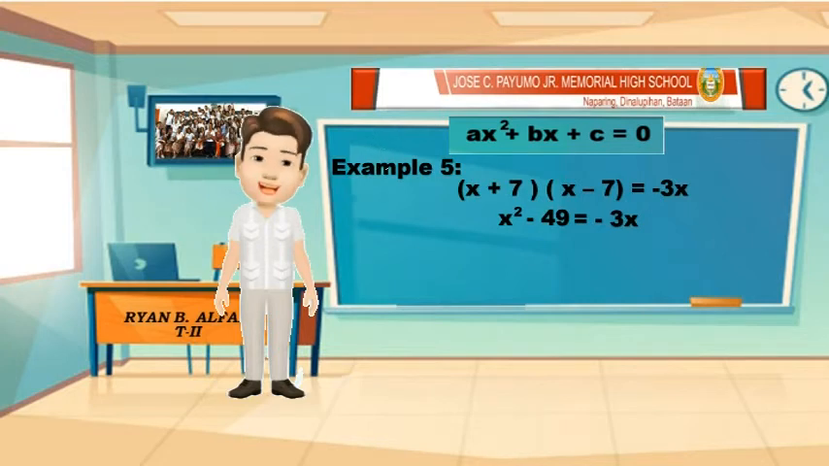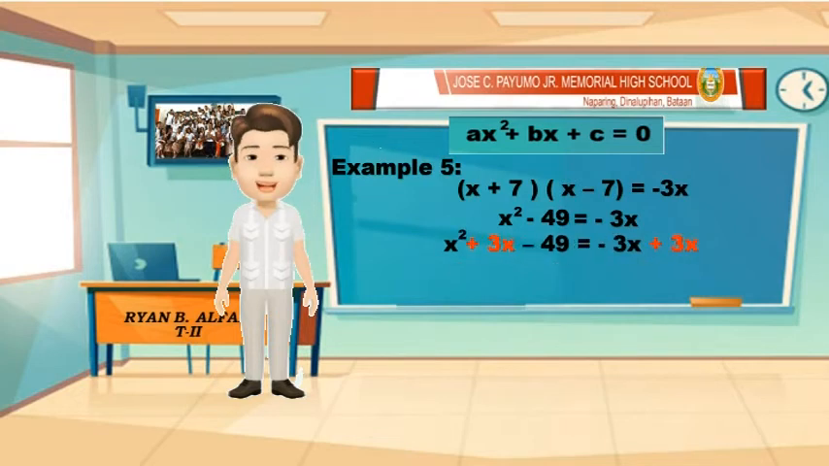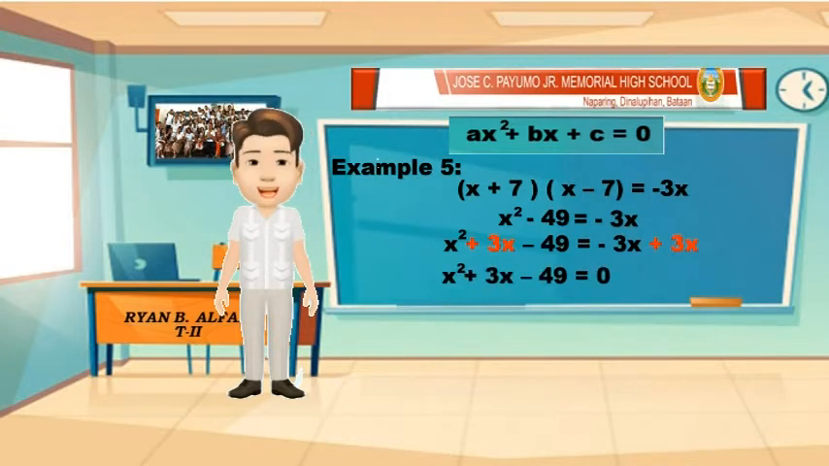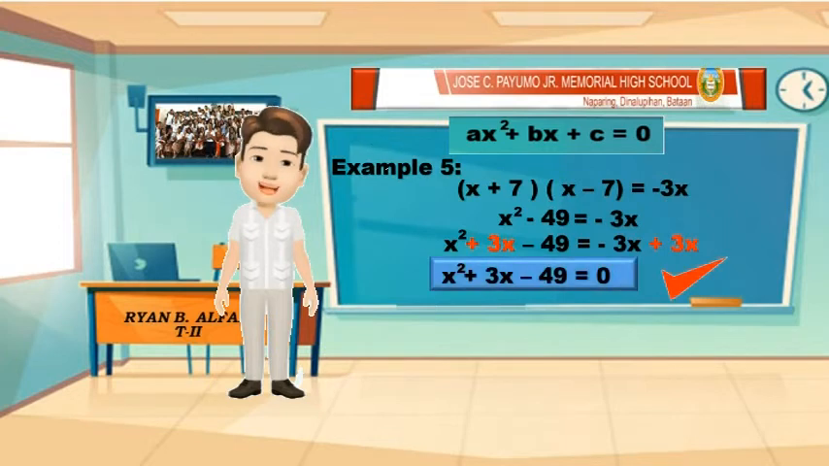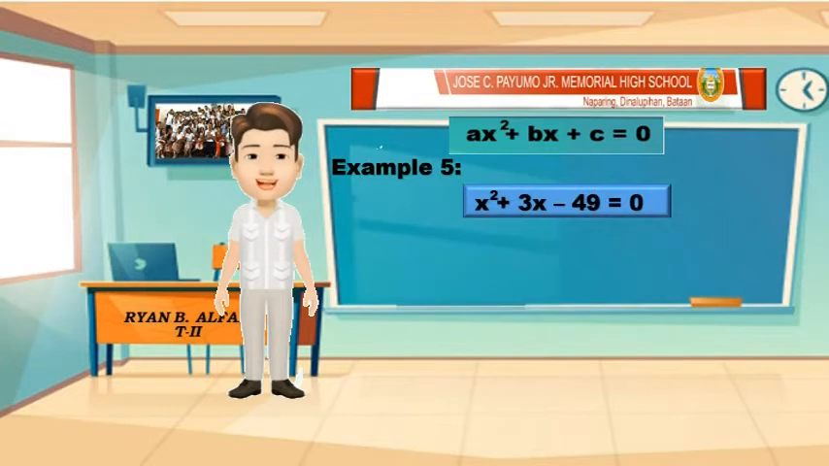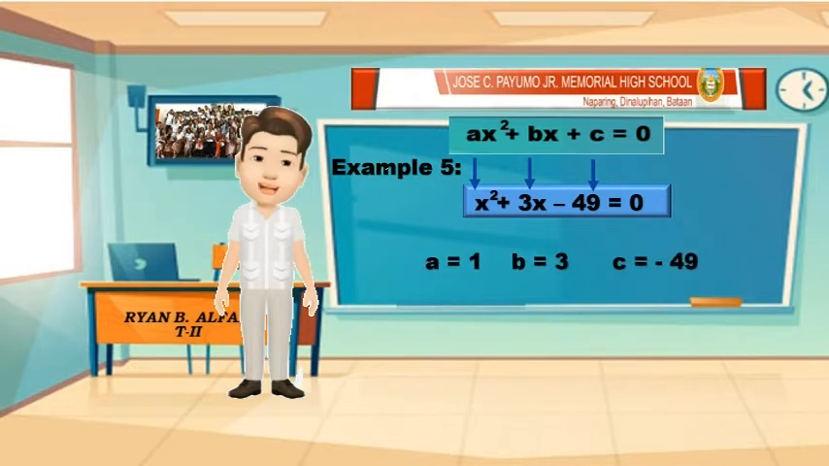Since 3x is the linear term, it must be written on the second part. So we will have x squared plus 3x minus 49 is equal to negative 3x plus 3x. So we will have x squared plus 3x minus 49 is equal to 0. Identify the value of a, that is 1. If we don't see the number, that is actually 1, then 3, then negative 49.